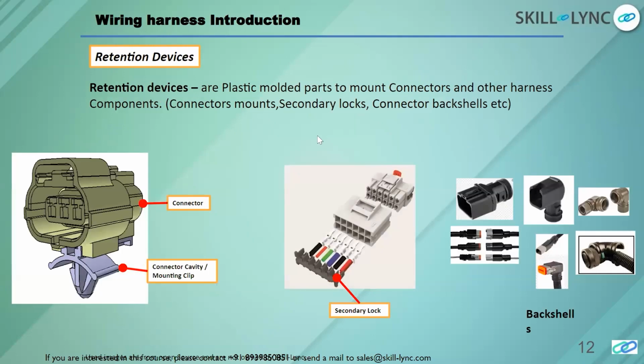Correct. Further, we have retention devices. A retention device is again a plastic component used for additional protection and additional mounting. Correct. So these mounting clips basically give additional protection for your connector. You have secondary locks to make sure that the wire doesn't come out very easily. Correct. And then we have something called back shells, basically for areas where the space is very low and you want to make a directional change on the wire systems. Then you are going to use this kind of retention device.